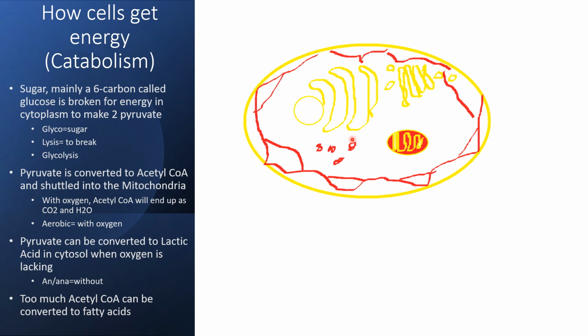Now that energy, you end up just getting 2 ATP from that, and the pyruvate can then end up being made into acetyl-CoA and shuttled into the mitochondria. And in the mitochondria, it can be broken down. Remember, it's 6 carbons each glucose. It's broken down on 3 carbon rings. And it'll be broken down completely in the mitochondria to carbon dioxide and water. And as you're using oxygen to break that down, it's called aerobic respiration. Glycolysis is anaerobic. An means without.